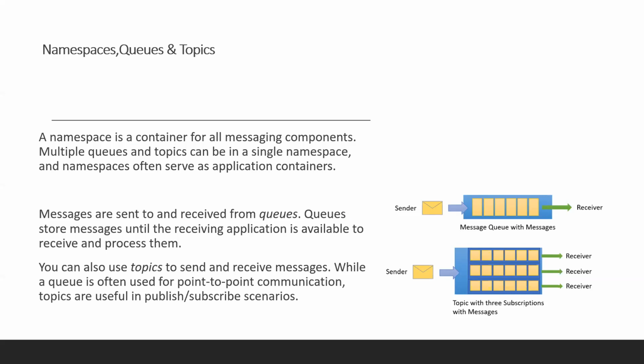Topics can have multiple independent subscriptions. A subscriber to a topic can receive a copy of each message sent to the topic. Subscriptions are named entities. Subscriptions persist but can expire or auto-delete. You may not want individual subscriptions to receive all messages sent to a topic. If so, you can use rules and filters to define conditions that trigger optional actions.